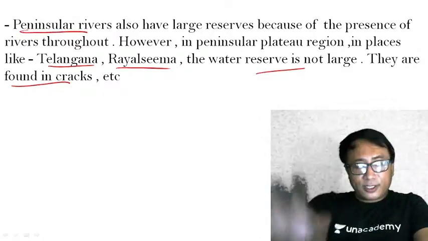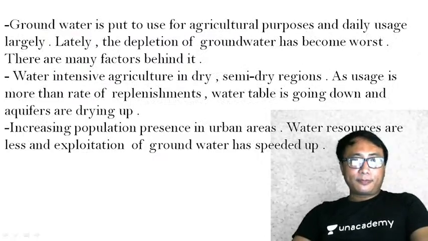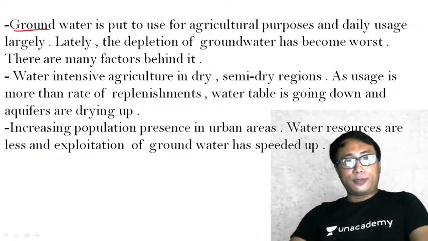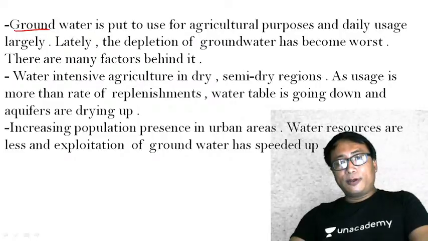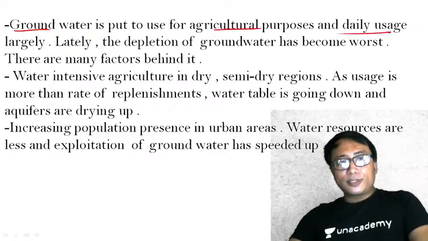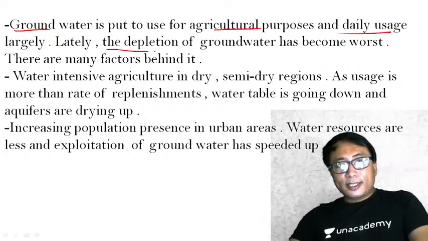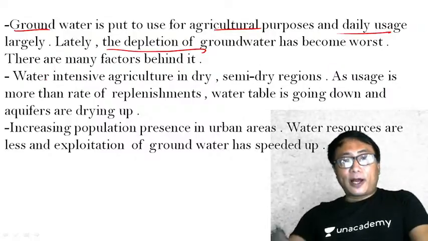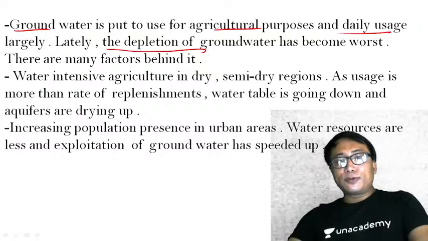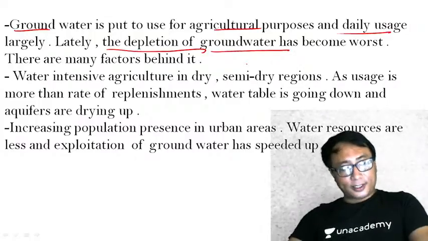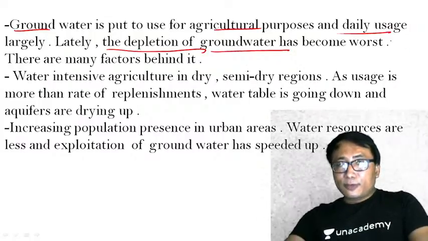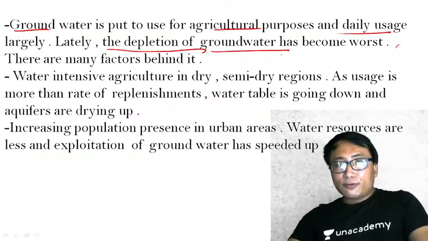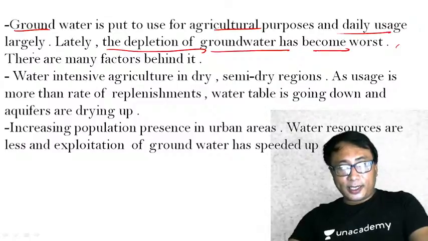So I am substantiating every point. Now, here I am talking about the depletion issue. Groundwater is put to use for agricultural purposes and daily usage largely. Lately, the depletion of groundwater has become worse. Okay. Now, I am going to substantiate. I am not just going to leave the statement like this. Okay. Why? Because that will not be right. So in order to substantiate this point, the depletion of groundwater has become worse lately.